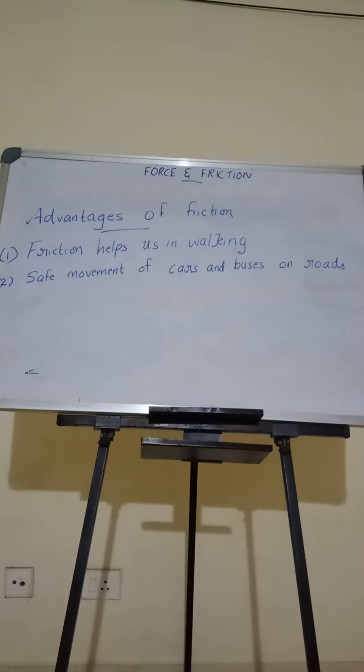Cars and buses are able to move safely on roads due to the friction between the treaded tires of these vehicles and the surface of the road. When we apply brakes, the force of friction between the brake shoe and the rim of the wheel allows us to stop a bicycle or a moving vehicle.